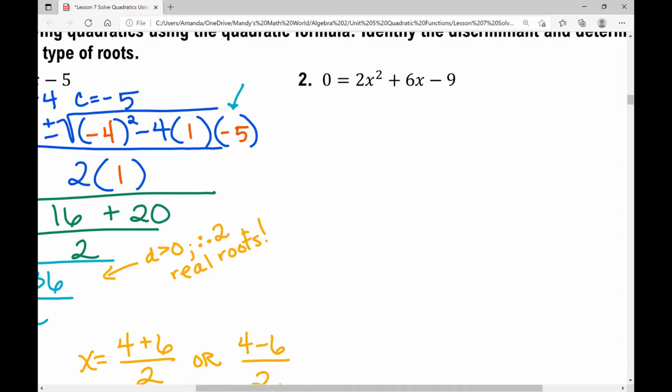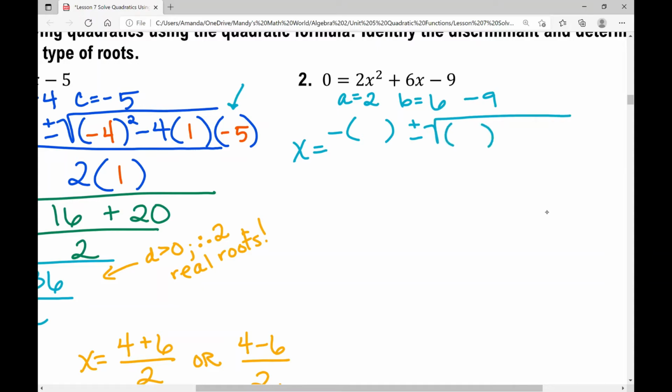In example number 2, I'm going to identify A, which is 2, B, which is 6, and C, which is -9. And I'm going to plug it into my formula. Actually, in this case, I'll go ahead and use the quadratic formula skeleton again, because I definitely know that some students really appreciate it. So x equals the opposite of b plus or minus the square root of b squared minus 4ac all over 2a.